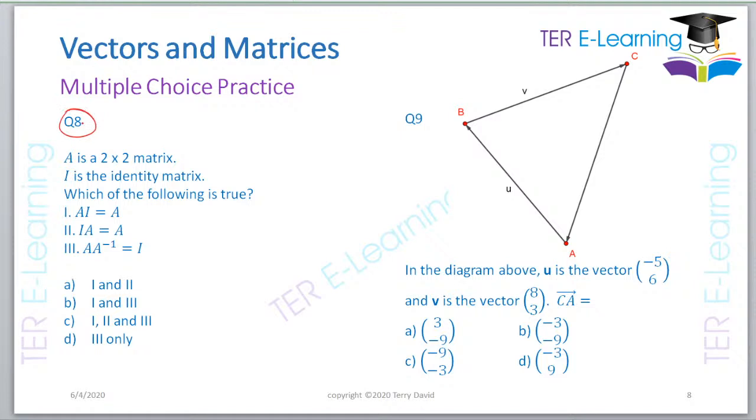Let's look at question 8, right? So read question 8 properly. A is a 2 by 2 matrix. I is my identity matrix. Which of the following is true? Which of the following is true? So question 8. What's the answer for question 8?